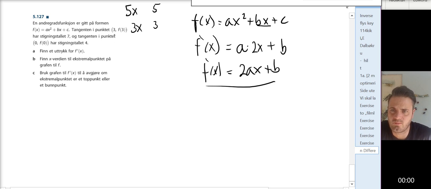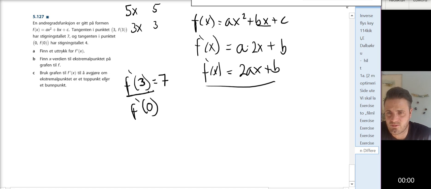And we actually know that when x is 3, the tangent line has slope 7, which means that, remember, if I put a number into the derivative, what do I get? Remember, the derivative is also called the gradient function, or stigningstalsfunction. So if I put a number into the derivative, I get stigningstallet till tangenten, the slope of the tangent line. So now f derivative of 3 is equal to 7. And in the same way, I know that when x is 0, the gradient is 4.